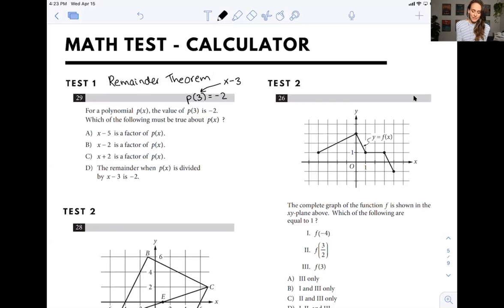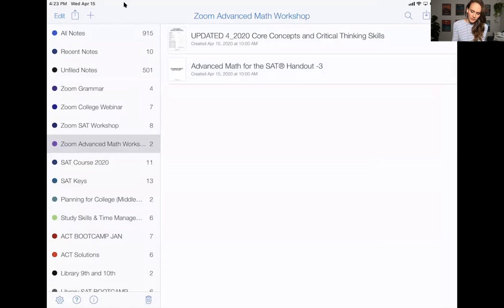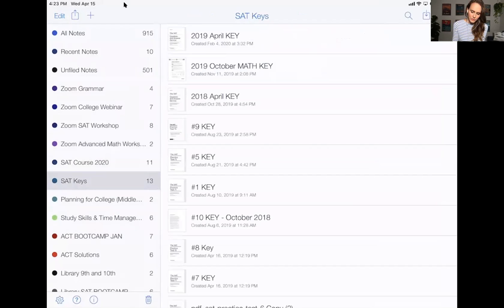So D would be the answer here. So that's kind of a mouthful. I'm going to show you how the remainder theorem also comes into play with a different SAT question. So I'm going to look at a question that's not on here. It's from practice test 2, and I think it's in the no calculator section of practice test 2.